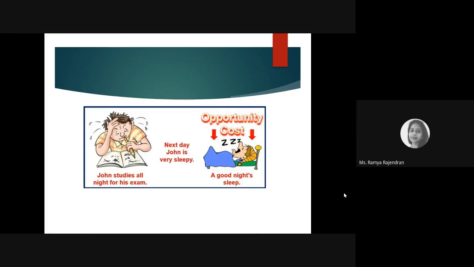Now we'll be looking into different kinds of cost. The first one would be the opportunity cost. We have already discussed what an opportunity cost is, so I just gave you a small example here to revise it. For example, you have an exam tomorrow. You spend all your night preparing for your exams. The next day, maybe you will be able to write your exam better, but you will be feeling very drowsy, right? So a good sleep is the cost that you are paying to get good marks. You're throwing off your comfort, so that is your opportunity cost.